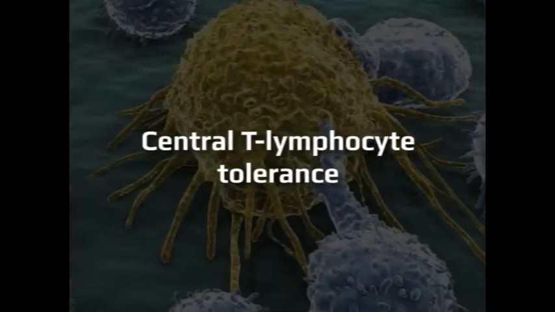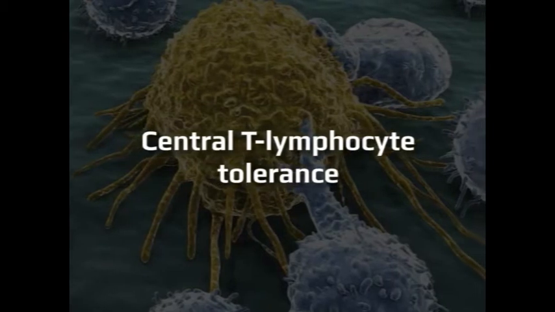Conversely, failure of tolerance in helper T cells may result in autoimmunity, manifested by T cell-mediated attack against self-antigens or by the production of autoantibodies against self-proteins. Now let's come to central T lymphocyte tolerance.